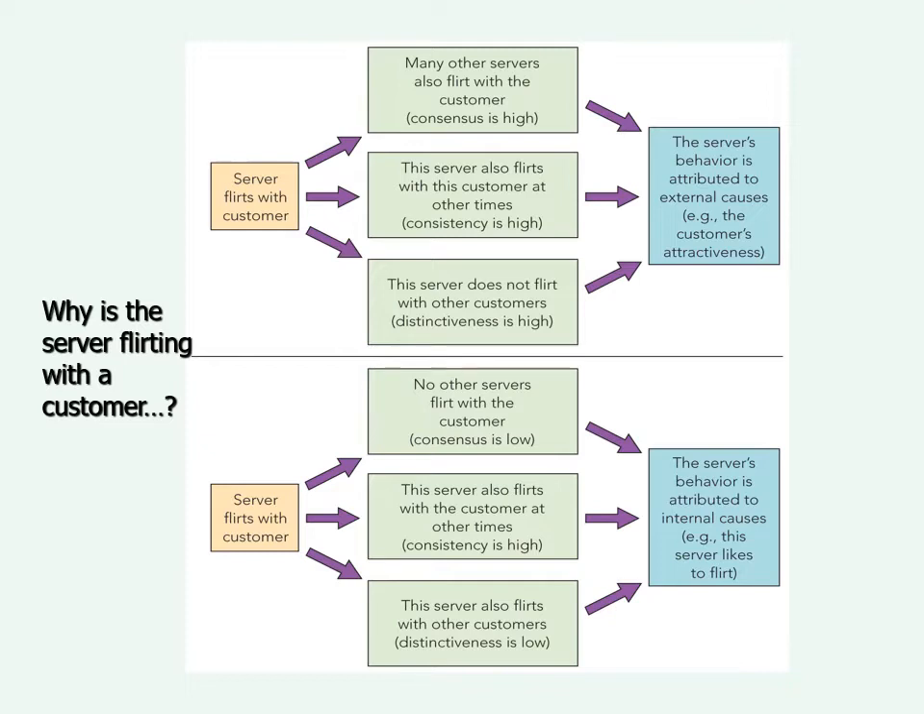In the other combination, you observe the same behavior, but the covariation is different. No other server flirts with this customer. Consensus is low. The server flirts with the customer in other situations as well, which means consistency is high. And the server also flirts with other customers. Distinctiveness is low. In this context, you can attribute the behavior to internal causes. This server likes to flirt. She is a flirting kind of person. There is internal causation and disposition.